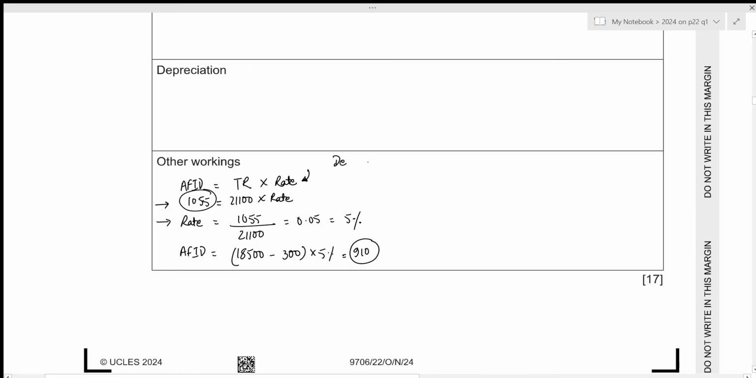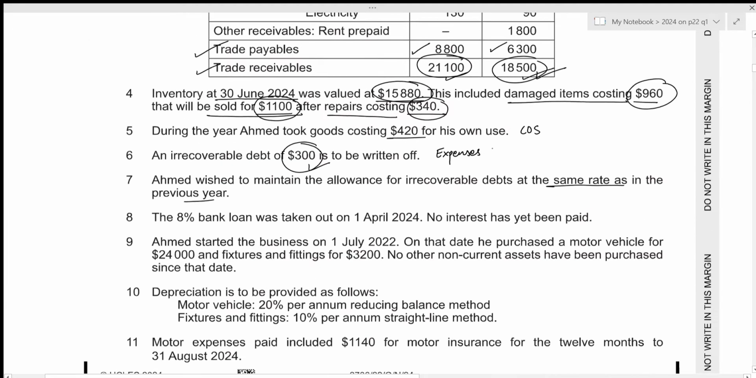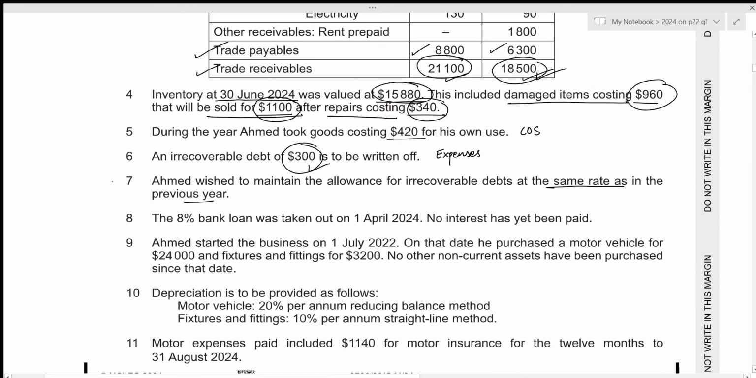And whenever there is a decrease in allowance for irrecoverable debt, this will act as an income within our statement of profit or loss. So we need to calculate the difference. That will be 1055 minus 910, which results in the value of 145. Okay. So we are done with this.